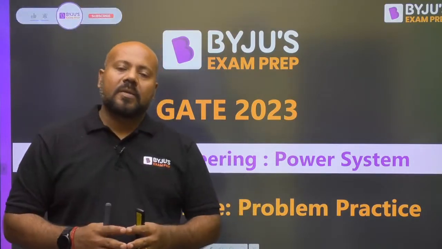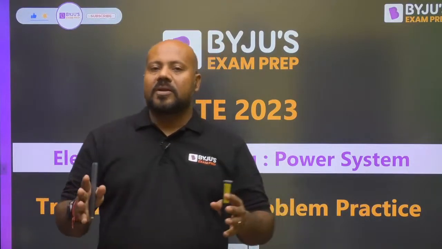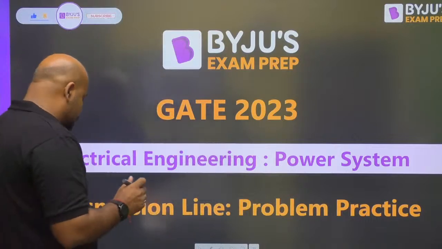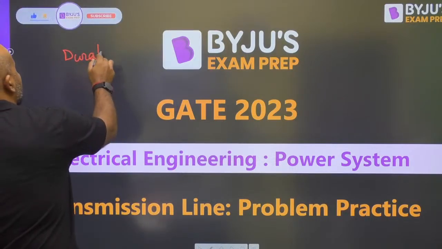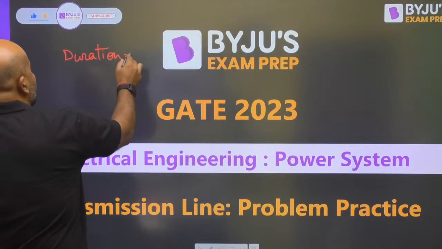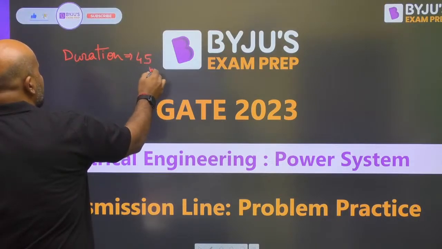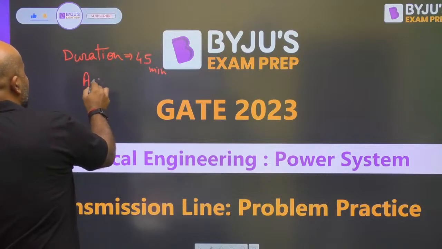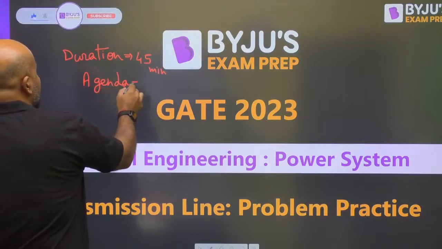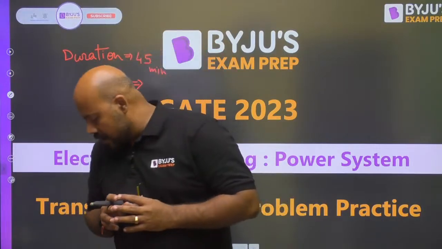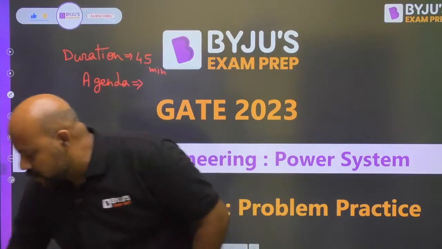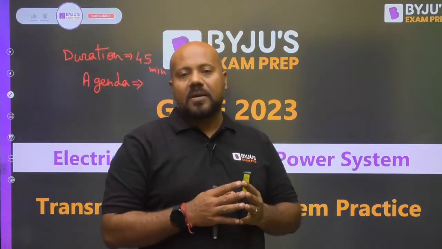Till you report that to me, let me brief you on the ideal duration and the agenda for today's session. Friends, the ideal duration for today's session is approximately 45 minutes, and the agenda, or the outcome, of the session is that today we are going to practice some important basic problems related to the transmission line basic concepts that we discussed in the previous session.